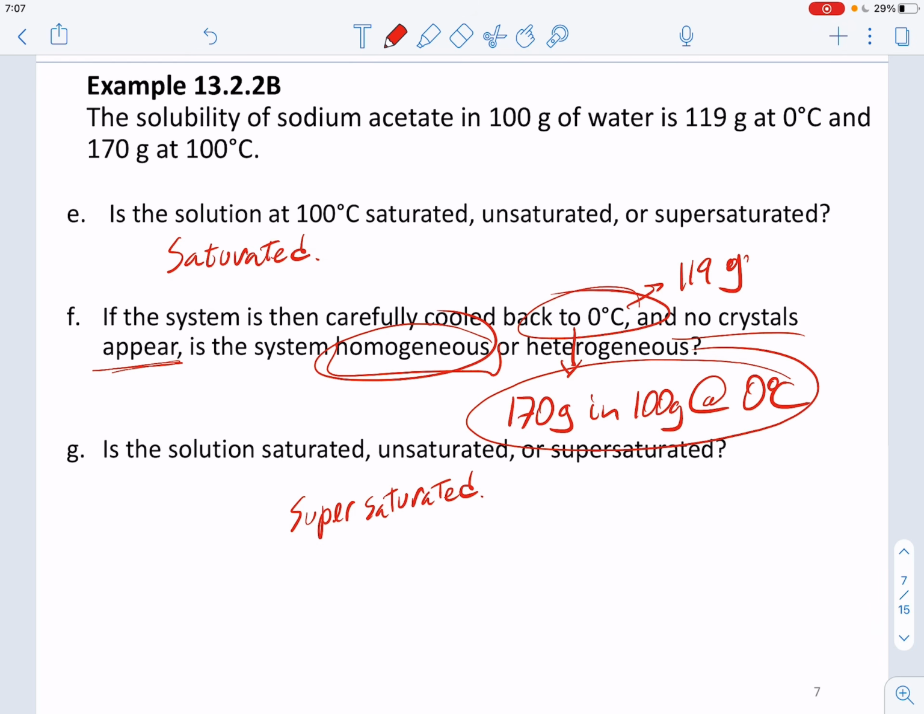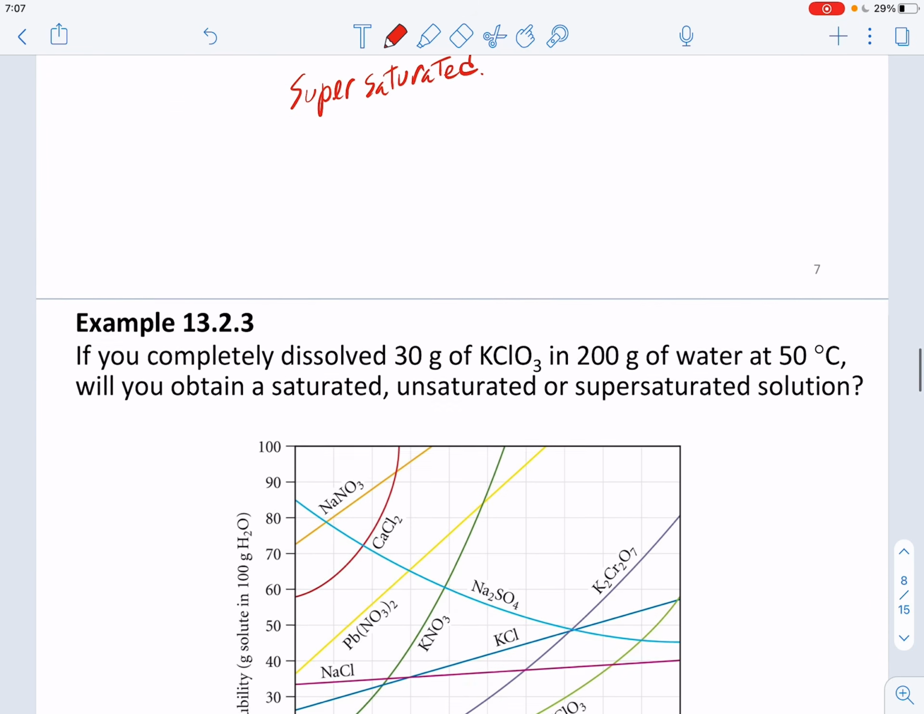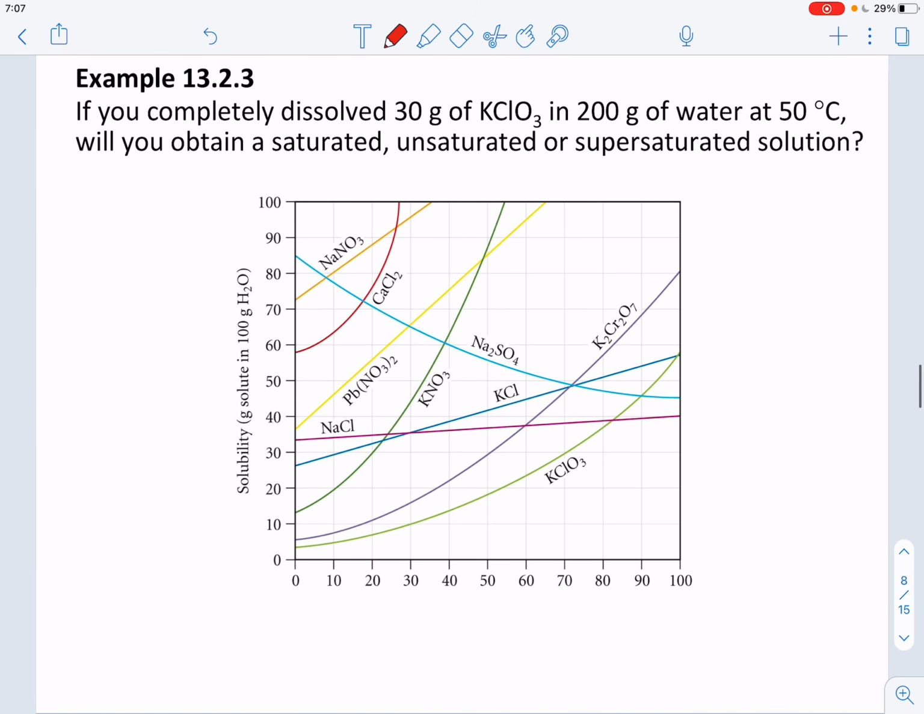Okay? Now, if you had the graph and you want to know, well, in this graph, how do I recognize when is a saturated, supersaturated, or unsaturated solution? Well, points on the curve, they are saturated. They represent saturated solutions at the given temperature.